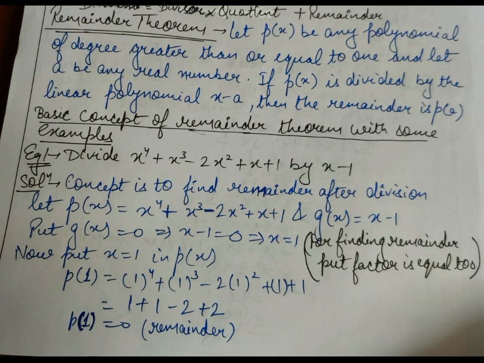Now put g(x) equal to 0 here. After putting g(x) equal to 0, we'll get x minus 1 is equal to 0, that is x is equal to 1. Now for finding the remainder, put this value of x in p(x). After putting the value of x in p(x), you will get the required remainder. As you can see here, after solving it, you will get 0 as the remainder in this question.